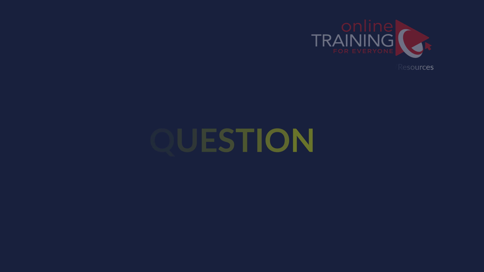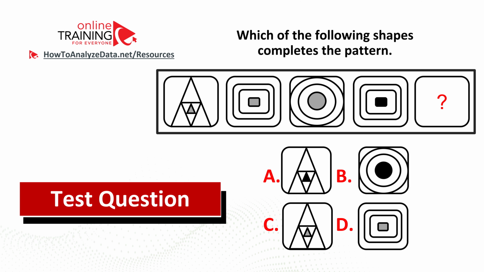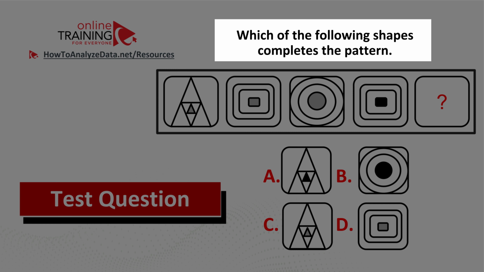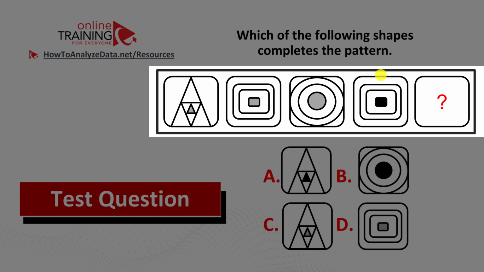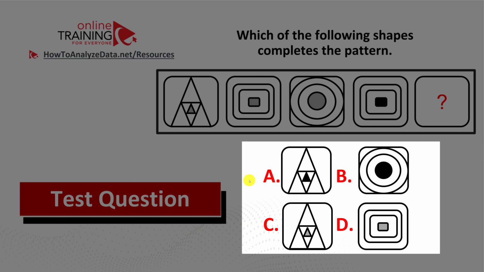Let's look at the frequent question, which tests your logical reasoning skills. Which of the following shapes completes the pattern? You're presented with the 4 shapes in the pattern and the 5th shape is missing, and 4 different choices, A, B, C, and D. Do you see the answer among the choices?